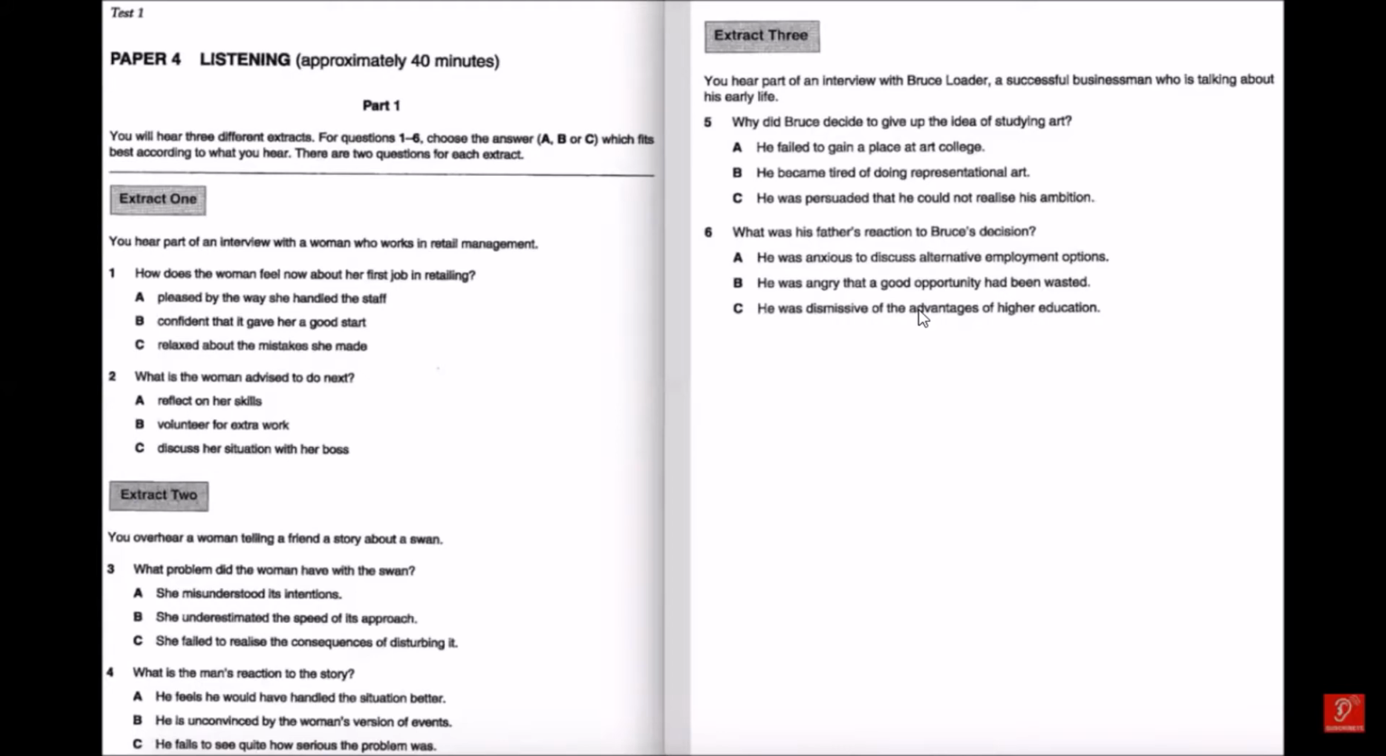Extract 2. You overhear a woman telling a friend a story about a swan. Now look at questions 3 and 4.